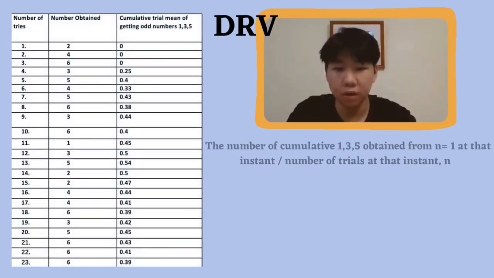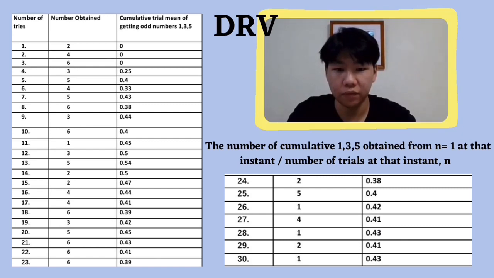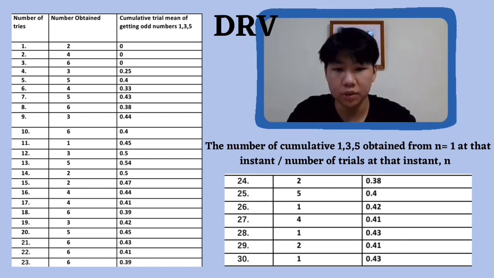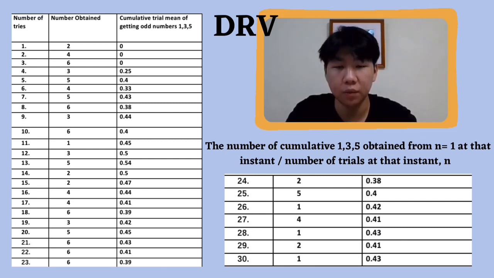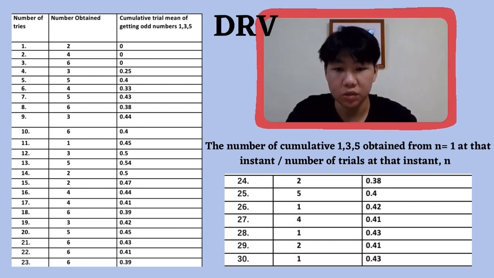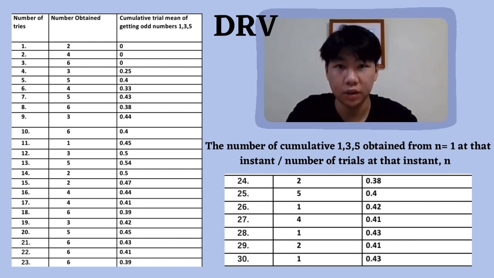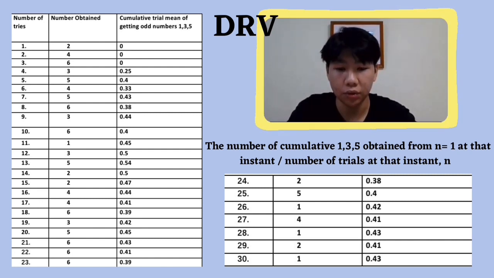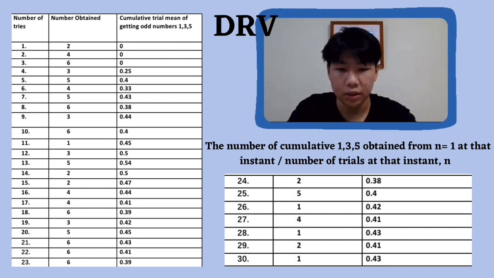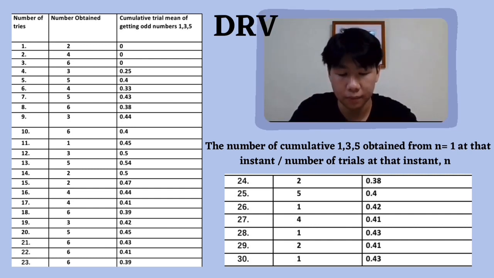This is the table of the rolling dice experiment that we have to take note of. The numbers we want to take note of from the experiment are 1, 3, and 5. As you can see in the table, we have a total of 30 trials, meaning we have rolled the dice for a total of 30 times. We have recorded a total of 30 odd numbers. Each trial will have different probabilities.